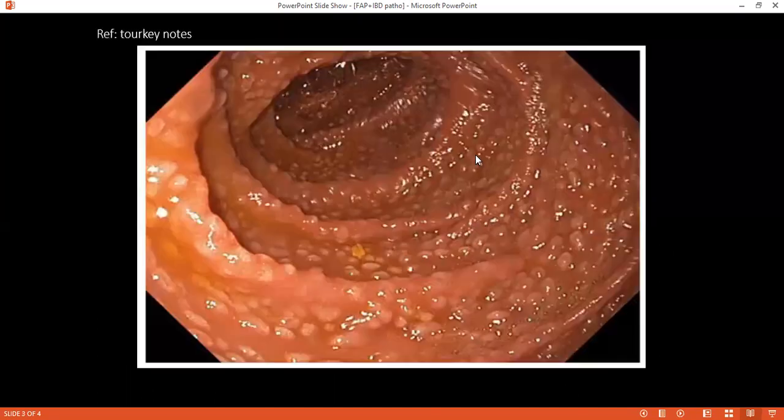Can you describe what you're looking at? This diagram shows multiple polypoid lesions scattered all over the intestinal mucosa. What could this yellow be? Can you explain what that could be? That could be secretion, as in secretion from the polyps.